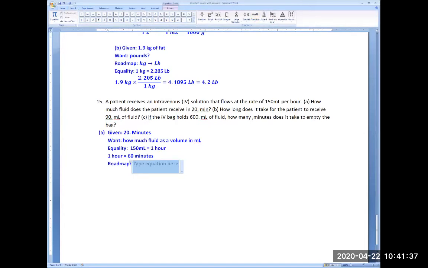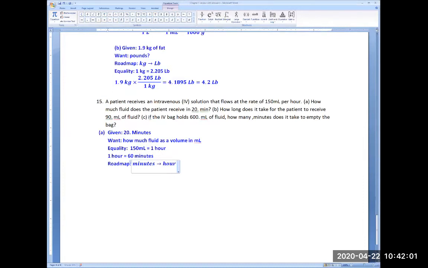So you want to start by the given unit, and here the given is minutes. Minutes that you will want to change into. So from minutes you can go to hours, right? From minutes you cannot go directly to milliliters. So you will have to change those minutes into hours.